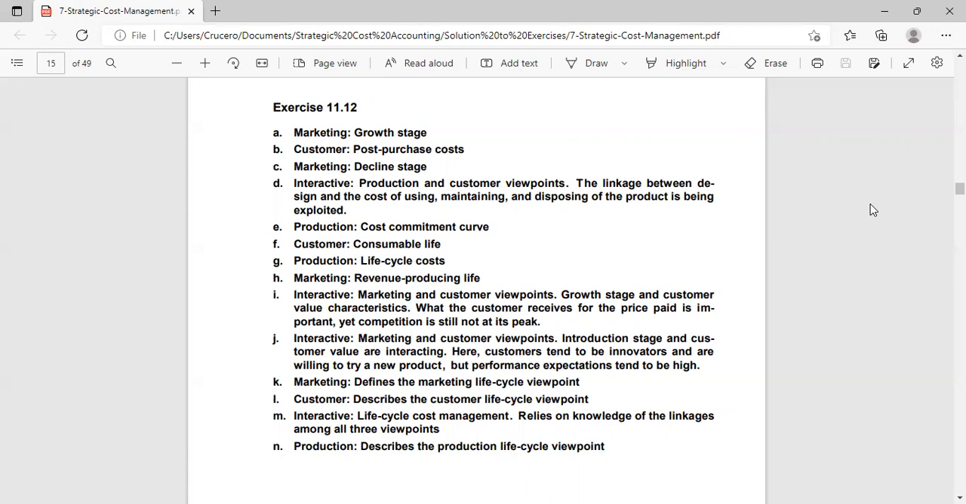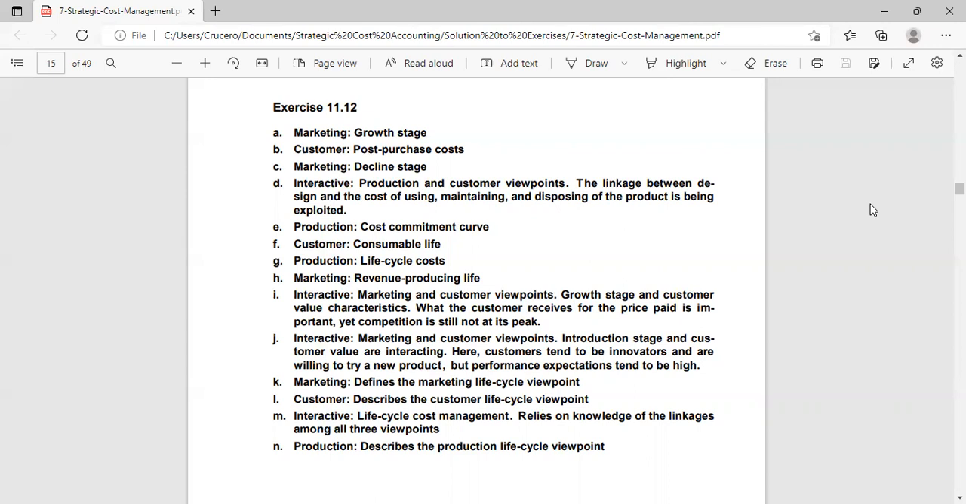Letter A. Sales are increasing at an increasing rate. Now, this is the marketing viewpoint under the growth stage. Letter B. The cost of maintaining the product after it is purchased. So we have post-purchase cost, customer viewpoint. C. The product is losing market acceptance and sales are beginning to decrease. So we have the marketing viewpoint or the decline stage.